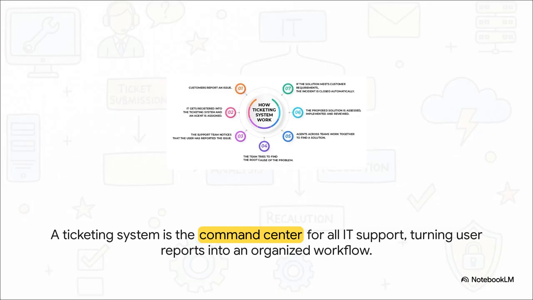This diagram gives us a great bird's eye view. It all kicks off when a customer reports an issue. A ticket gets created, it's assigned to an agent, and then the team gets to work. They figure out the root cause, they collaborate on a fix, and once it's resolved and you confirm everything's working, the incident is closed. No more emails lost in the void.